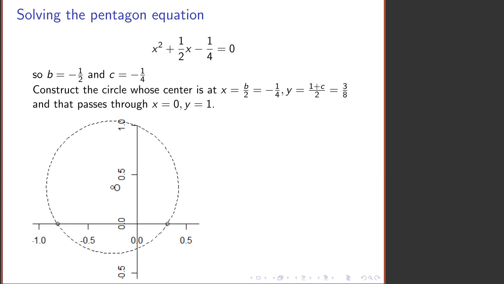So we take our compass, we stick the point down to place the center of the circle at x equals negative 1/4, y equals 3/8. We draw the circle so that the point where x equals 0 and y equals 1 is on the circumference. That's in accordance with Euclid's third postulate. And bingo! This circle cuts the x-axis at 2 points, and those are the x-coordinates of solutions of our quadratic equation. That is, those are the x-coordinates of points on our pentagon.